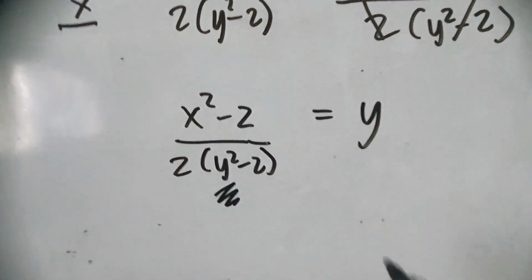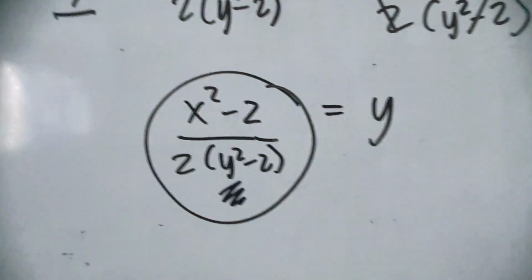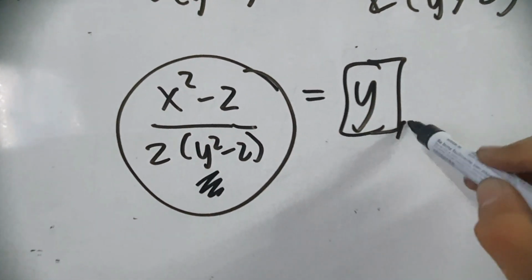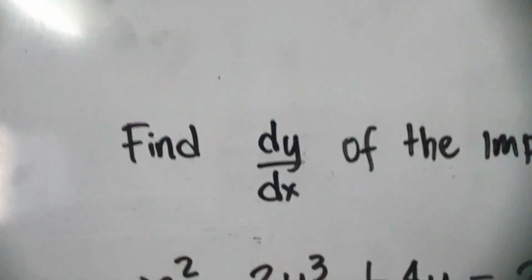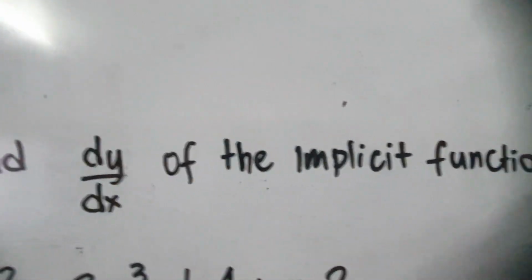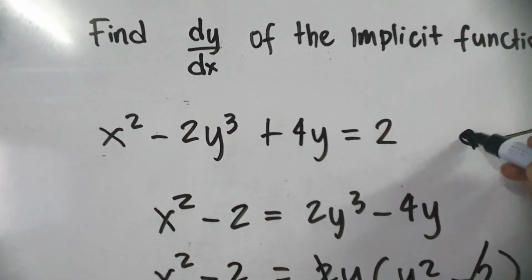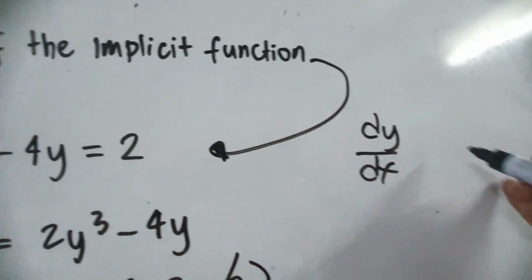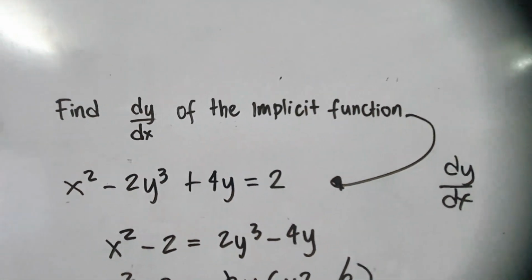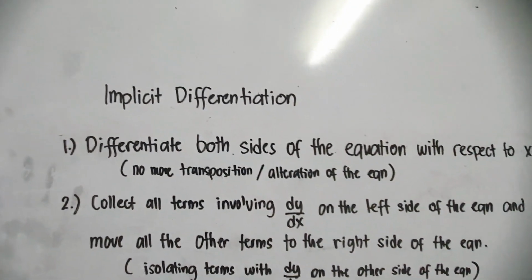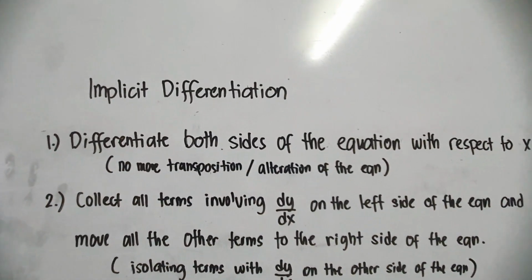Now on this side of the equation, we don't know the exact value of the specific y right here. So how are we going to find the derivative dy over dx of this implicit function? Okay, so we come up with this process, the implicit differentiation.